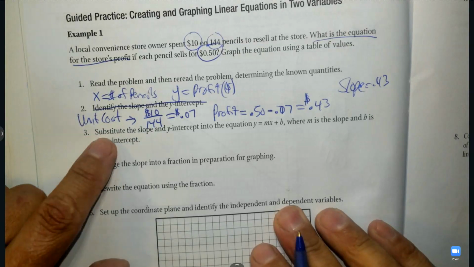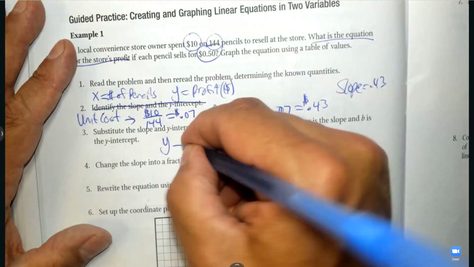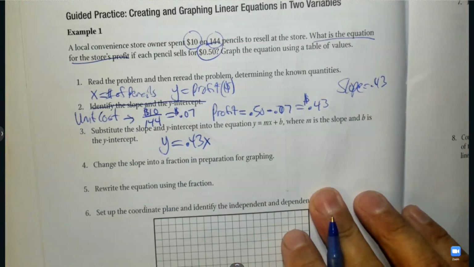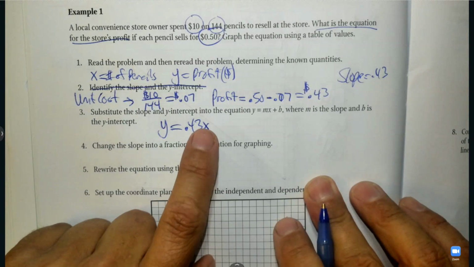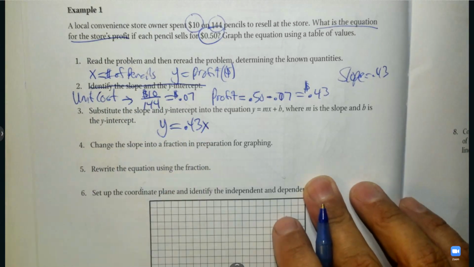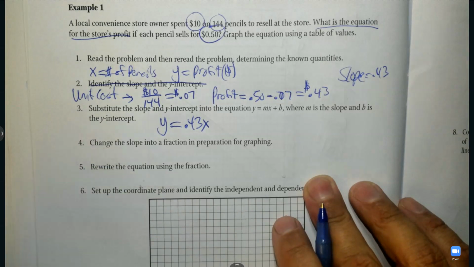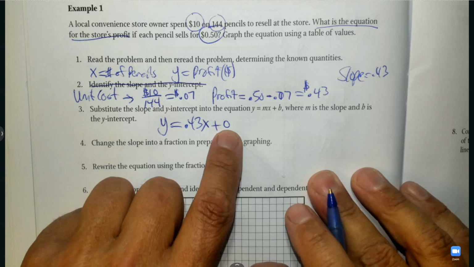Then it says substitute the slope and y-intercept into this equation. So the equation is going to be the slope. Now what's going to be the y-intercept? The easiest way to understand this is, x represents the number of pencils. If you plug in 0 for x, how much profit will you make if you sell nothing? The answer is you will have no profit. So the y-intercept is 0.